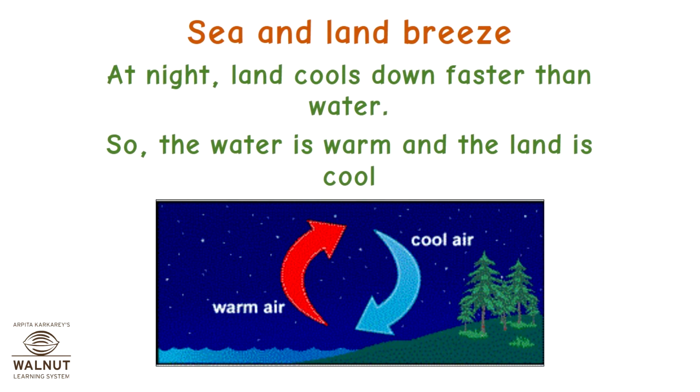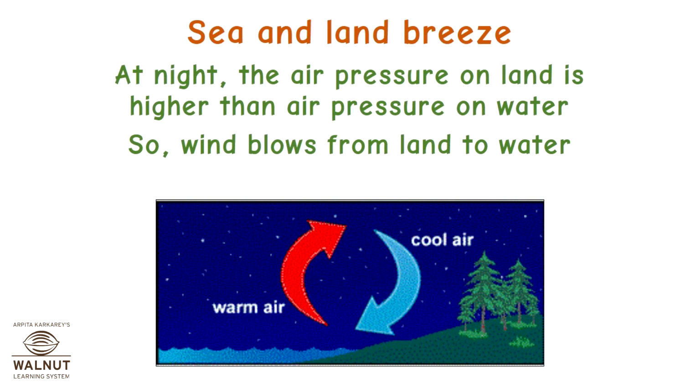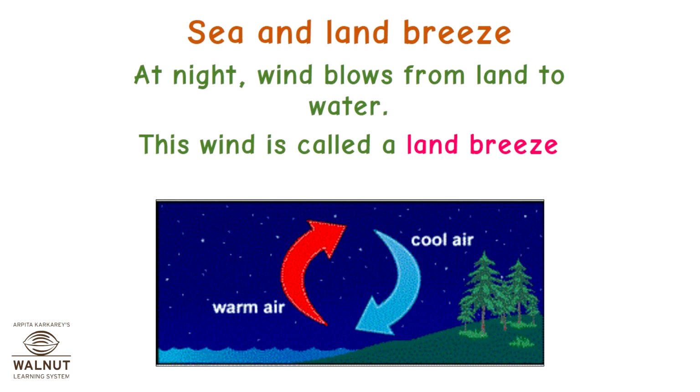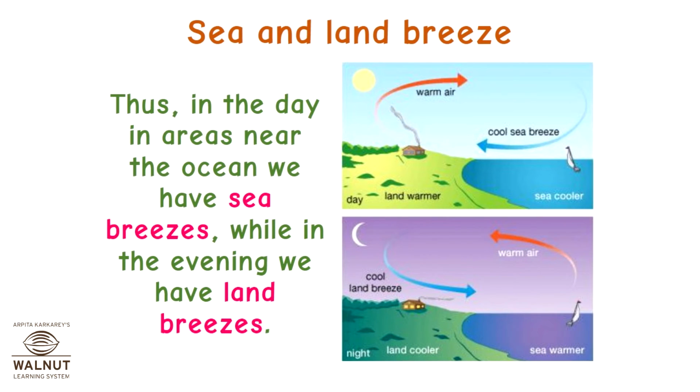At night, land cools down faster than water. So the water is warm and the land is cool. At night, the air pressure on land is higher than air pressure on water. So wind blows from land to water. This wind is called a land breeze. Thus, in the day in areas near the ocean, we have sea breezes, while in the evening, we have land breezes.